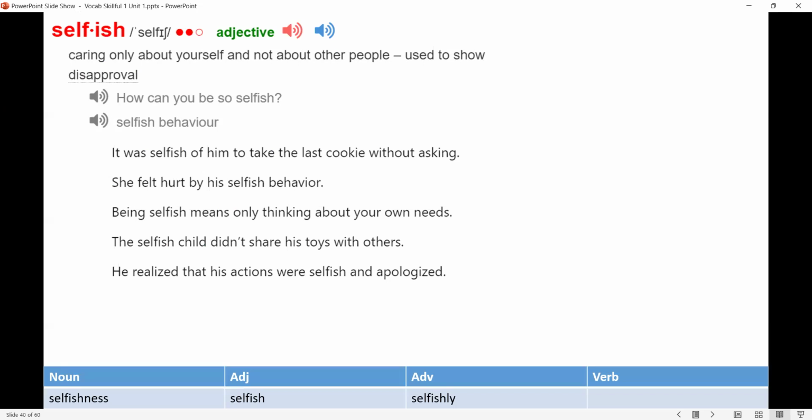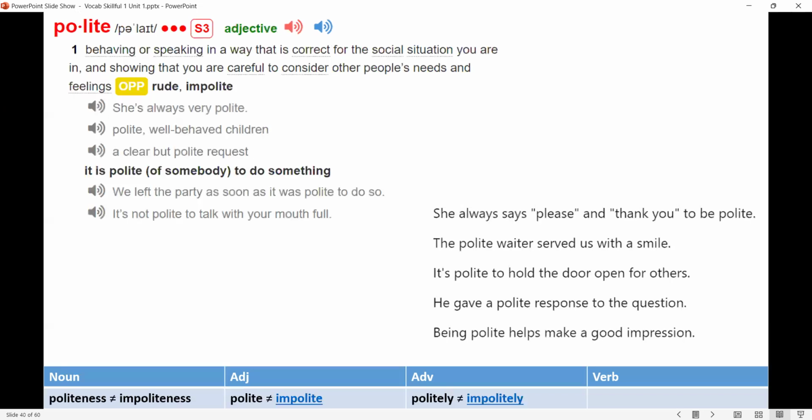Being selfish means only thinking about your own needs. The selfish child didn't share his toys with others. He realized that his actions were selfish and apologized.